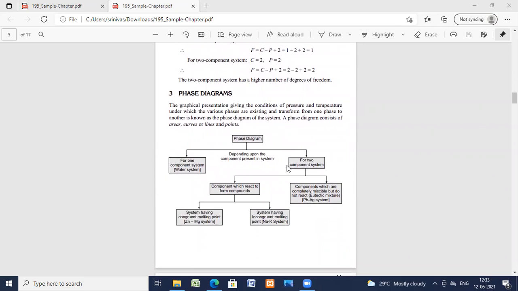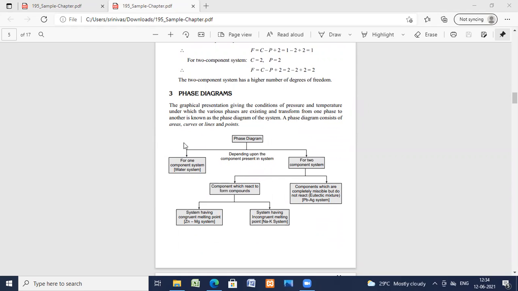Now we'll see how phase diagrams can be classified, and each class will be discussed. A phase diagram is a graphical representation that gives the conditions of pressure and temperature under which the various phases exist and transform from one phase to another. This is known as the phase diagram of the system.